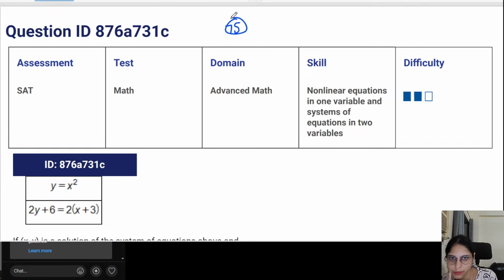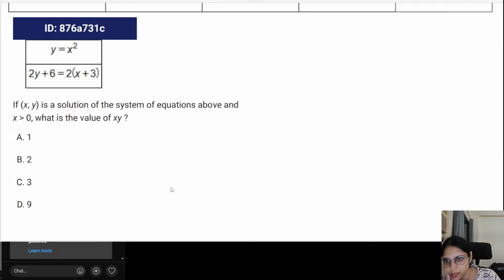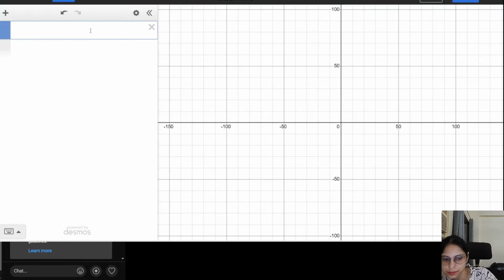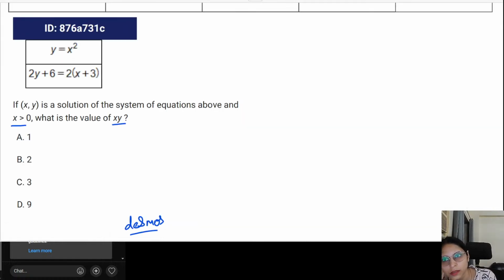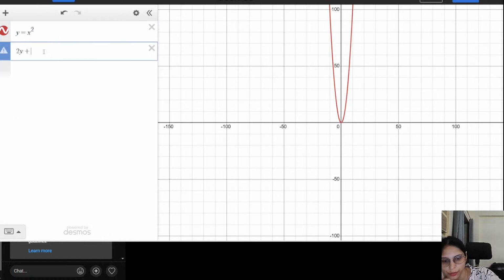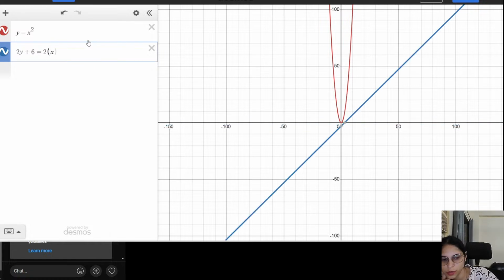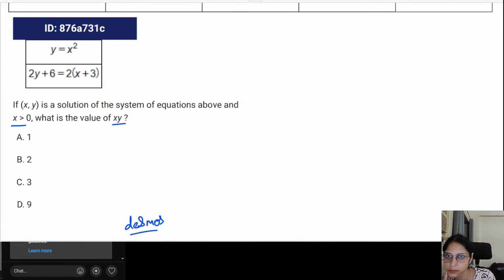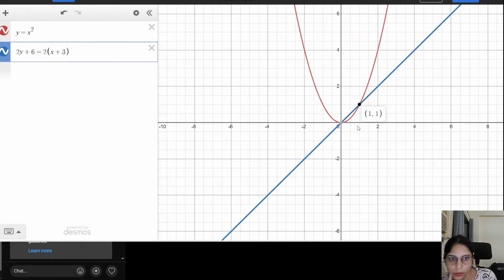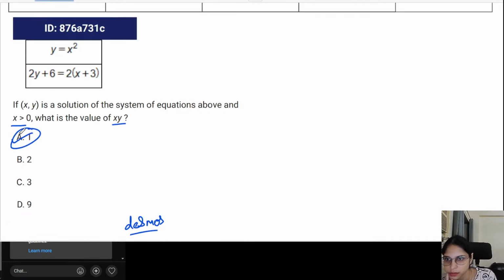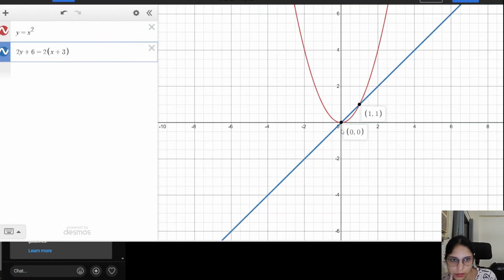Next is 75. That is also a system of quadratic equations. Y is x squared, 2y plus x is 2 times x plus 3. X is greater than 0. What is the value of xy? So yeah, we'll just go to Desmos, see what our solutions are. When you have two equations that you're writing like this, please do not look for x-intercept. Some students make that mistake because this is a system, not just one equation. 1, 1, 0, 0. X is greater than 0, so 1. 1, 1 is 1. Because you cannot choose that or this one. All right.